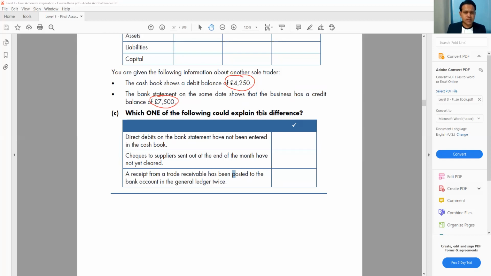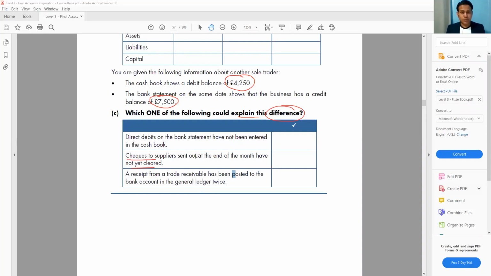So what is the reason? What is the explanation we have for this difference? It said direct debit on the bank statement has not been entered in the cash book. Cheque to supplier sent out at the end of the month has not yet cleared. A receipt from a trade receivable has been posted to the bank account in the general ledger twice. What do you think? So this is the reason, isn't it?